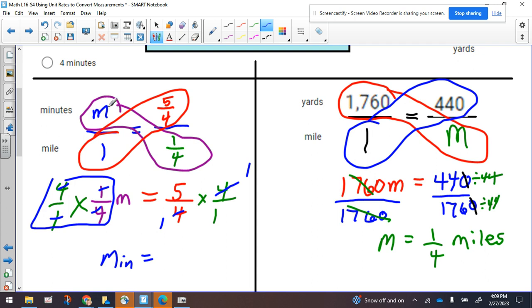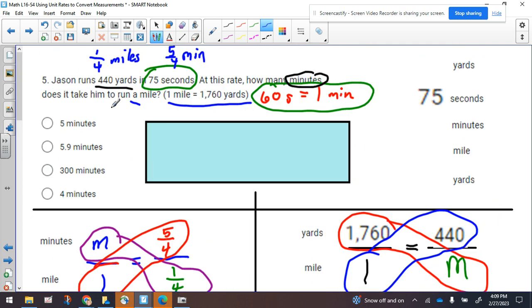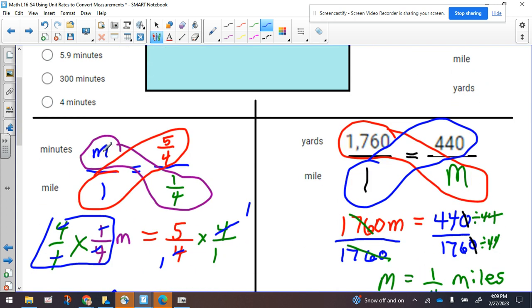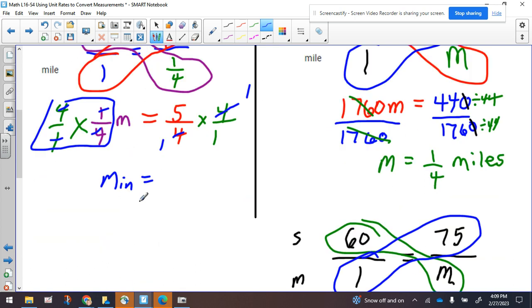That would be the number that would go right here. And isn't that what they want to know? They want to know how many minutes it takes him to run a mile. So that would be the number that would get substituted here. That would be how many minutes in 1 mile. All right, good luck finishing that up.